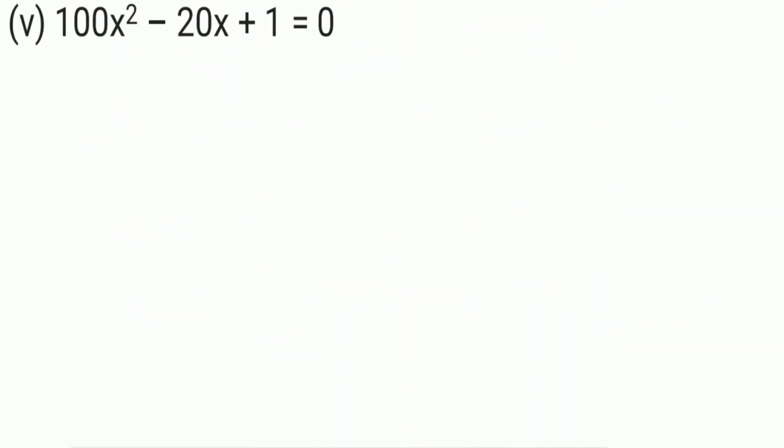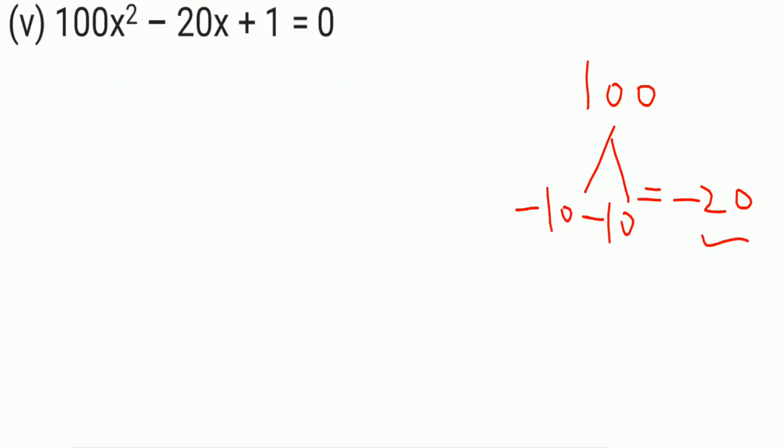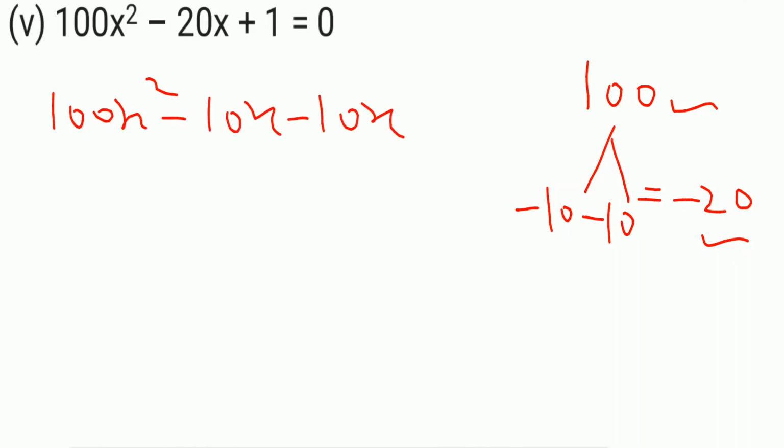Now, just see and think, what is the product? Product supposed to be 100 and sum supposed to be minus 20. Right? Very simple. Minus 10 and minus 10. So minus 10 and minus 10 became minus 20 and product of them became plus 100. So here we'll write down 100x square minus 10x plus 1 which is equal to 0.